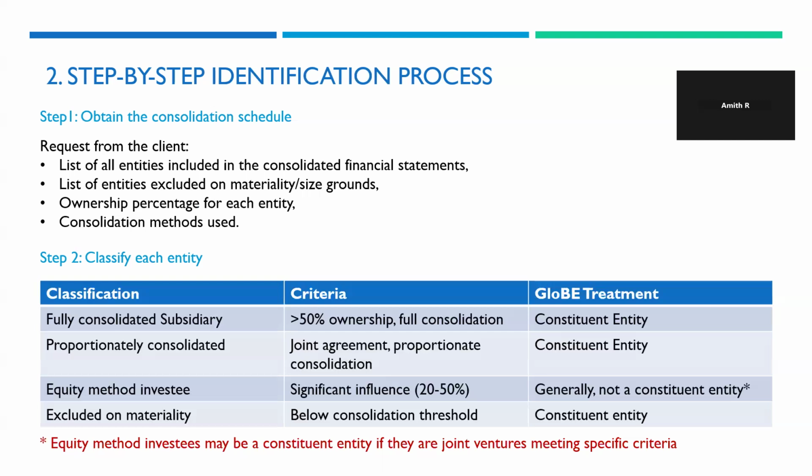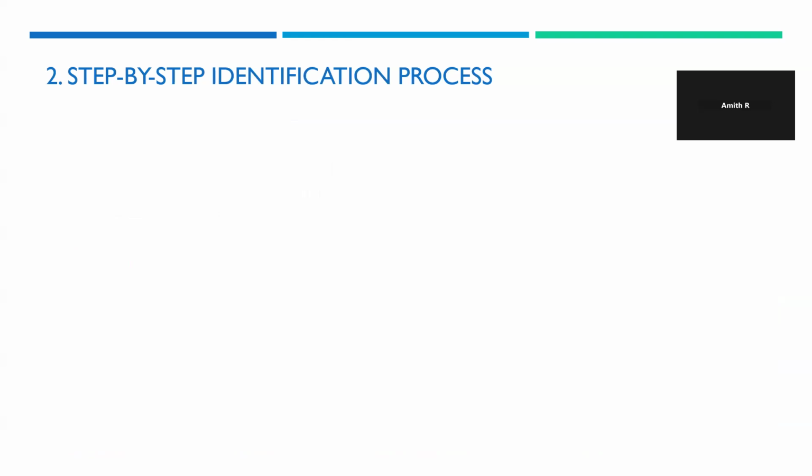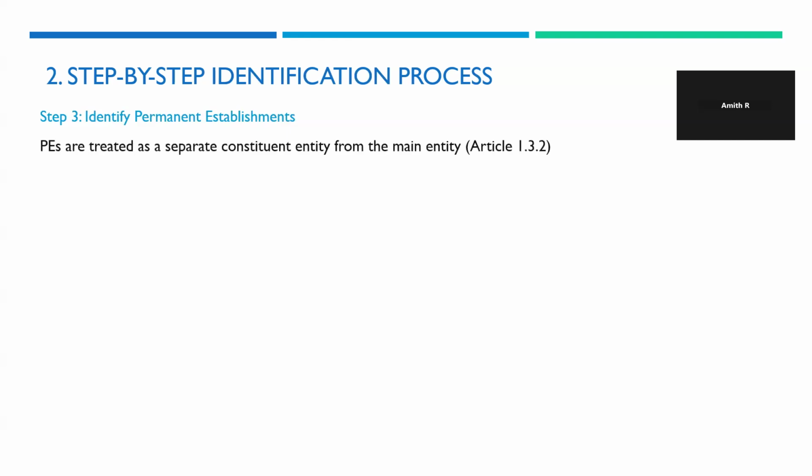So you get the consolidation schedule and you classify each entity. Now, there are a few things which will not be there in the consolidated FS. That is permanent establishment. Permanent establishments are also constituent entities. Okay, this is something that you will not get in the consolidated FS. For this, you have to look at each entity's tax report.